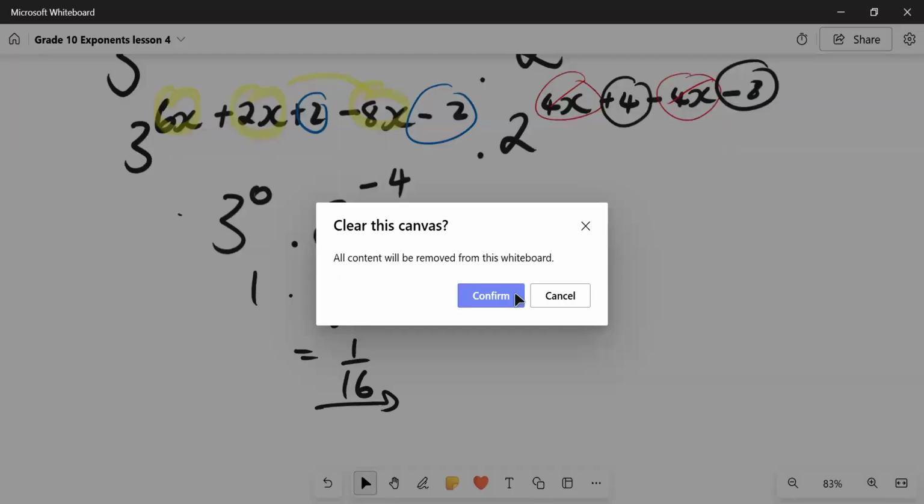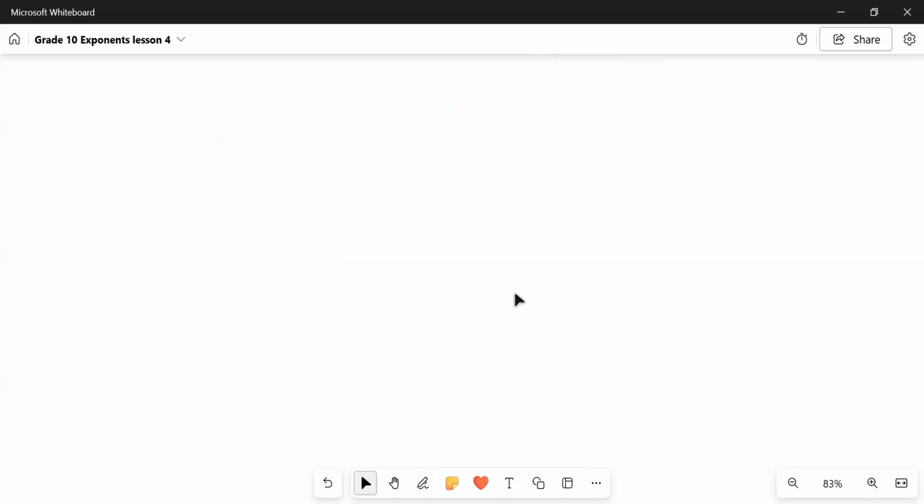Now, what happens when we add or subtract with variable exponents? So what happens if there's a plus or minus separating the bases? So, example 1. We're simplifying again.